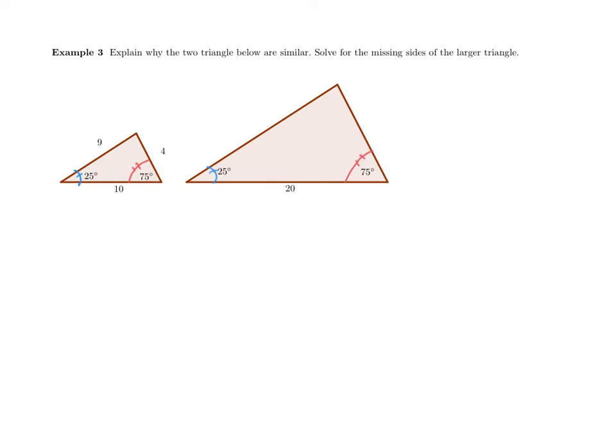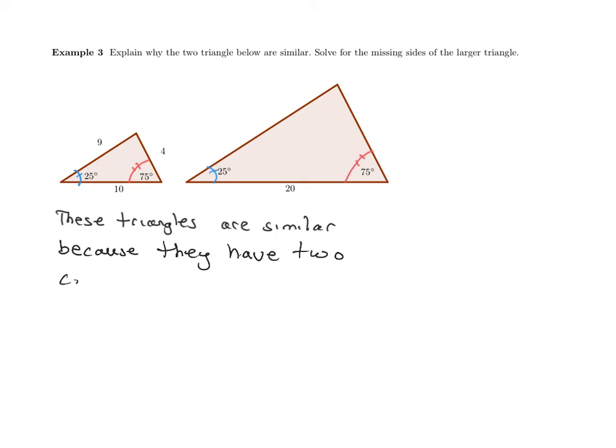So to reiterate, these triangles are similar because they have two corresponding angles that are equal in measure.